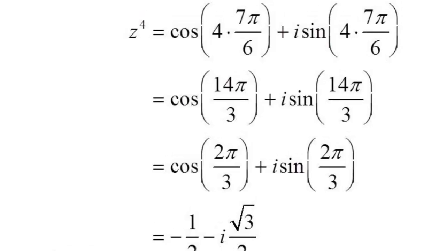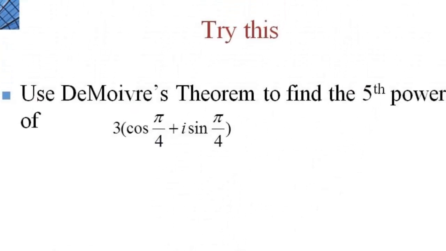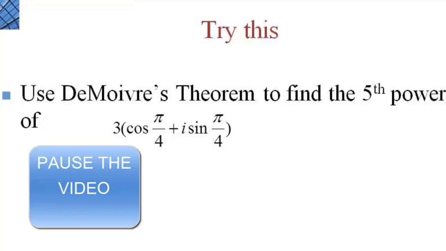I'll make it a little easier on you. I'll give you the problem in trigonometric form already. Take 3 cosine pi over 4 plus i sine pi over 4 to the 5th power.